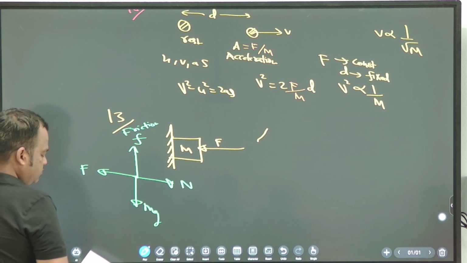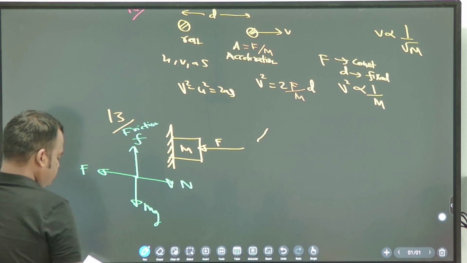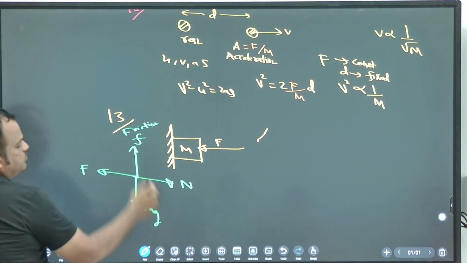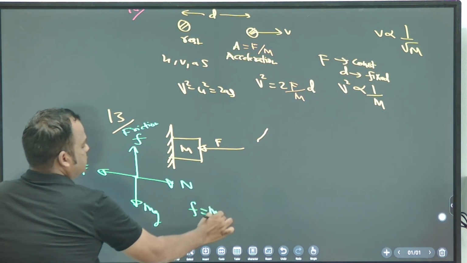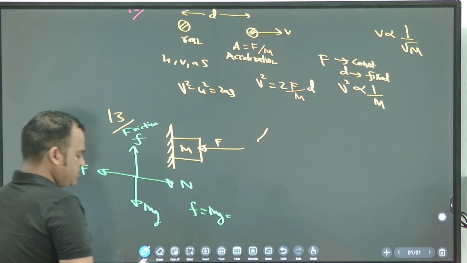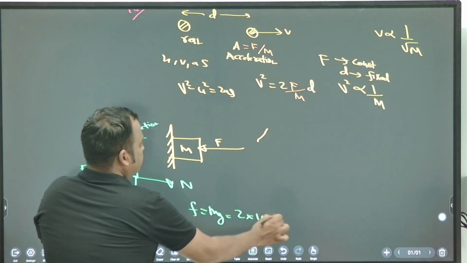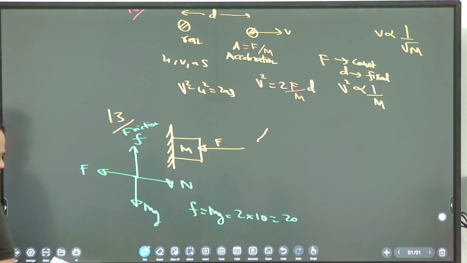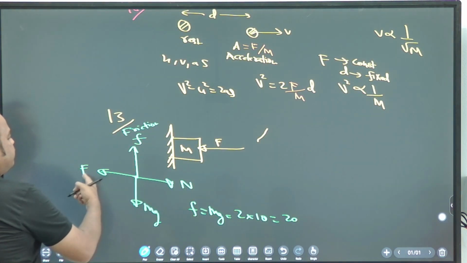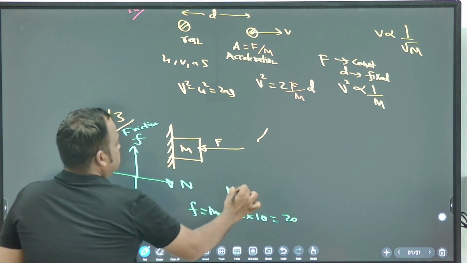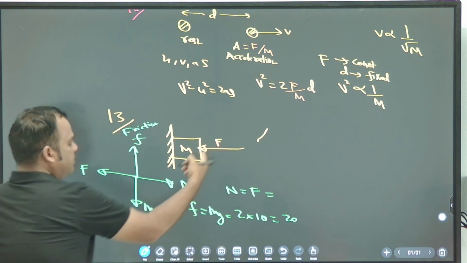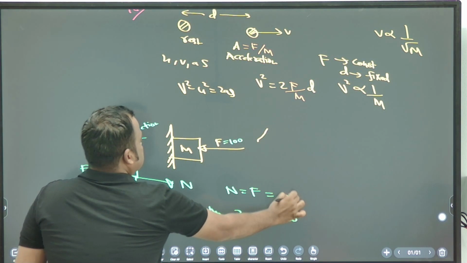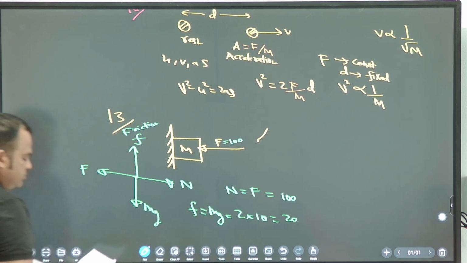So friction is equal to mg. Substituting, mass is given, 2 into g, so friction is 20 Newton. Normal is F, and F is given as 100. So the normal force is 100. Okay, clear?